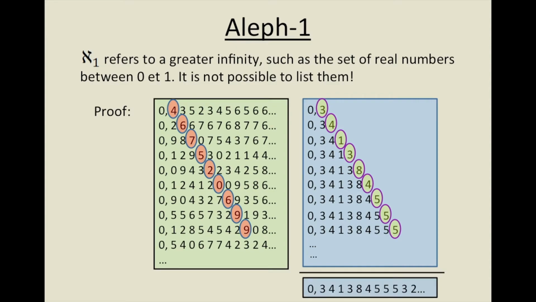So here's a number 0.34138455532, etc., etc. That was not on the original list. Therefore, it's not possible to make a list. It's not possible to count the real numbers.